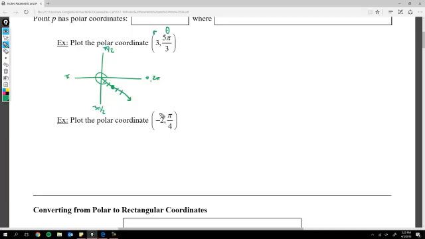Okay, now it's the same thing on the next example, except this time I have a negative radius. And if you remember from a long time ago, negative radius, if I have a negative r, that means you go backwards.